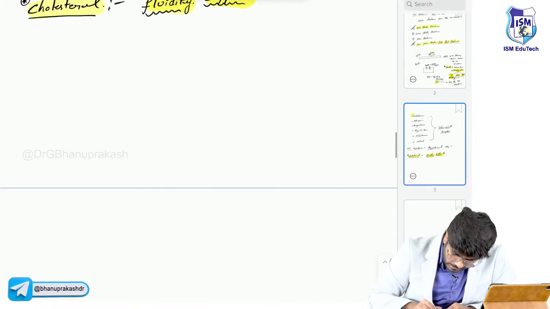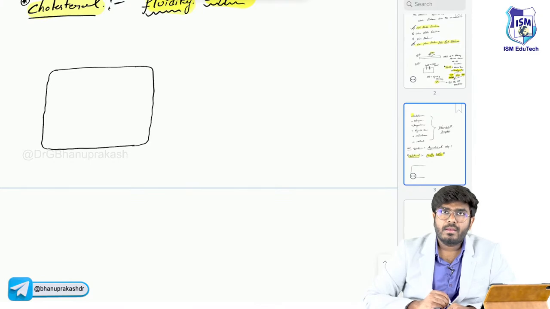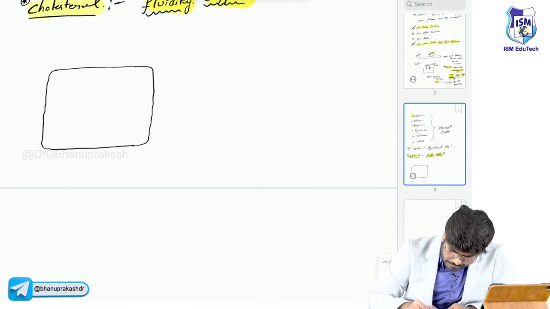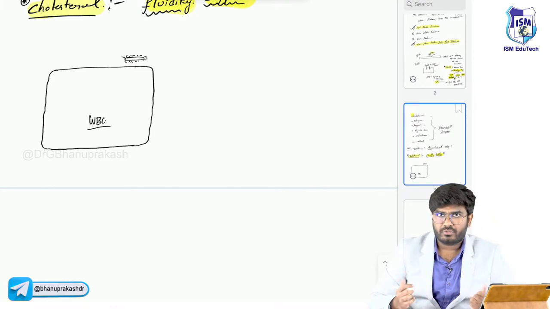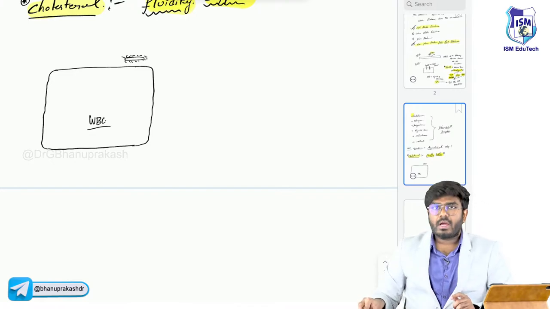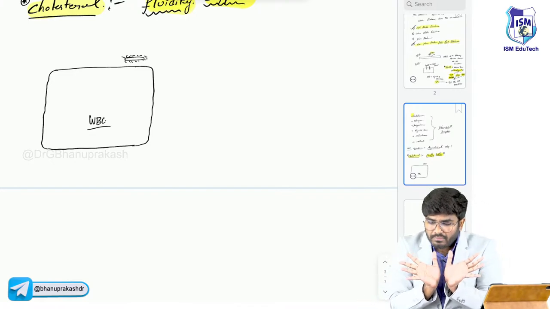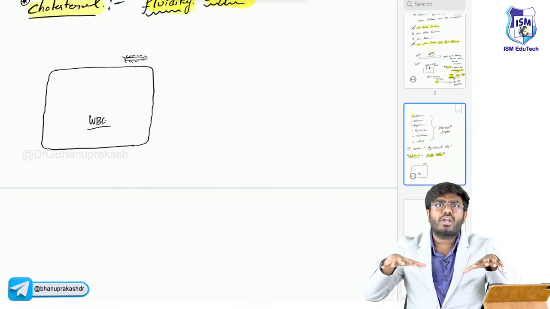So, look. This is one cell. From your class 11th and 12th, you already know these things. Outside the cell there is a bacteria present. This is your WBC, most probably your neutrophil or your macrophage. Now what is this WBC going to do? At the neutrophil cell membrane, it is going to produce pseudopods. Now, the cell membrane is not a rigid structure.